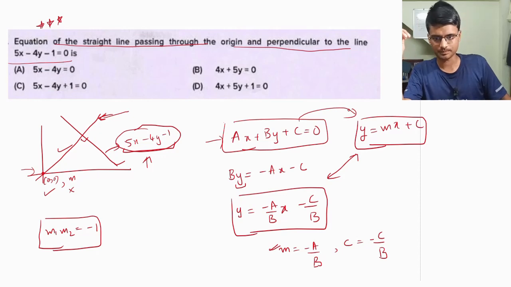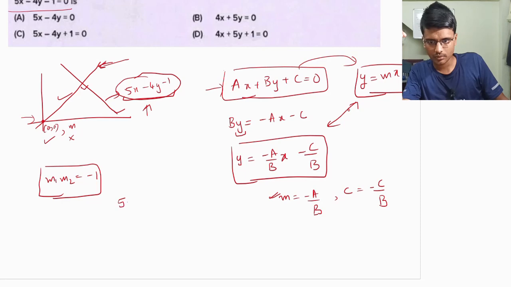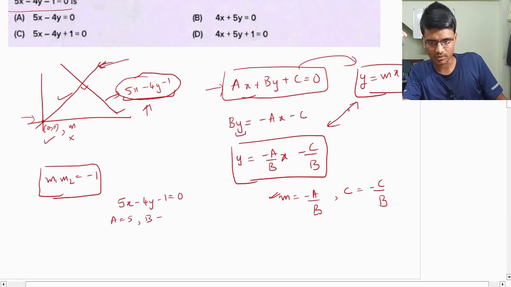So now tell me, let me just scroll a bit. What is the equation we have here? 5x minus 4y minus 1 equal to 0. A is 5 and b is minus 4, right? So minus a by b is minus 5 by minus 4, which is 5 by 4. Now we have the slope of this line.